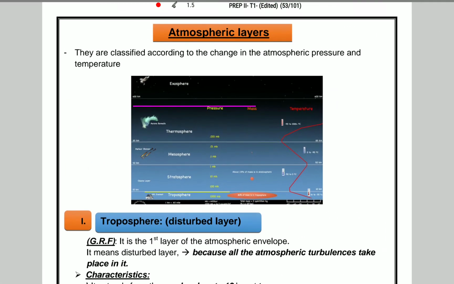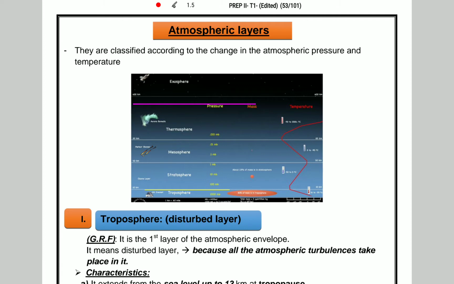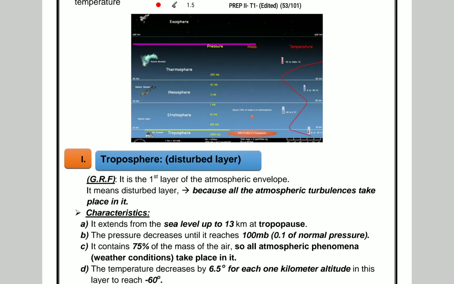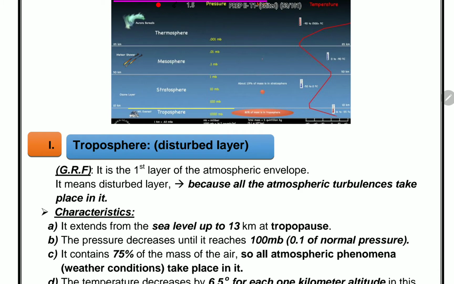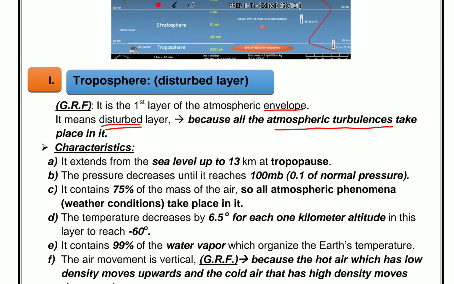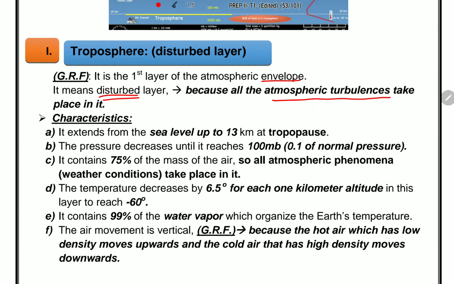Now, we're going to classify the atmospheric layers into 4 layers. The first one is called the troposphere, or the disturbed layer. It's the first layer of the atmospheric envelope, and it means disturbed layer. Disturbed means it has a lot of disturbances, because all the atmospheric phenomena, all the atmospheric turbulences, like storms, rains, and clouds, take place in this layer. As for thickness, it extends from the sea level up to 13 kilometers.